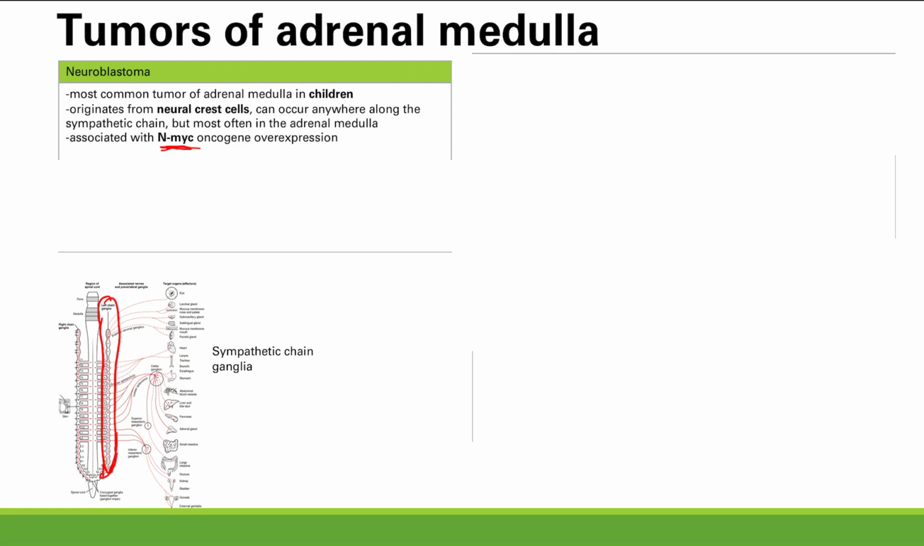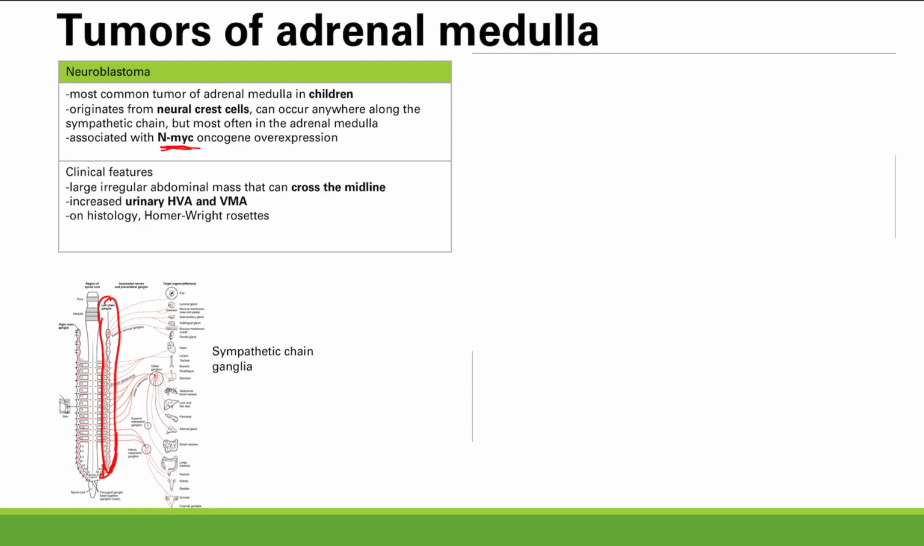And do you remember, if you watched the renal lecture, do you remember the characteristic physical exam finding of a neuroblastoma? And how do you differentiate it from Wilms tumor? This is a large irregular abdominal mass that can cross the midline. In comparison, what is a Wilms tumor? Wilms tumor is smooth and does not cross the midline. So if it crosses the midline, it's a neuroblastoma. If you have a kid with an abdominal mass, then you have to check if it crosses the midline or not. If it crosses the midline, it's a neuroblastoma. If it doesn't cross, it's Wilms tumor.